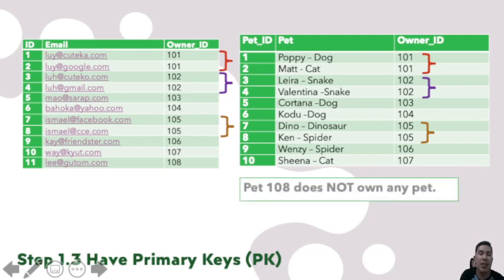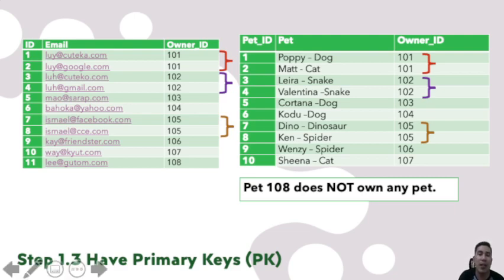Next, notice also that owner 108 does not own any pet. So at least we avoid null values there. If ever we are going to add new values, let's say 12, and you have a new owner, and that owner doesn't own any pet yet, then you just don't relate that particular owner to the pet table. So there, you are able to avoid null values.